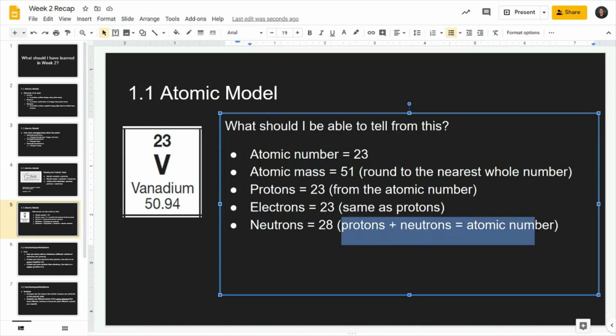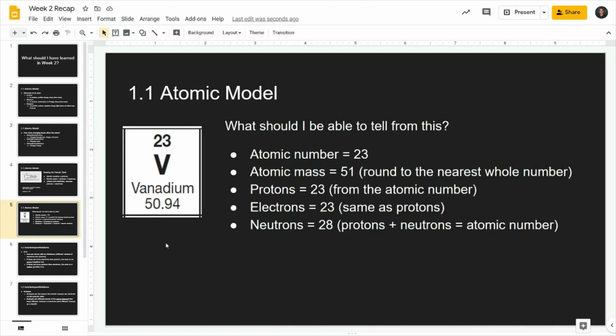This formula is probably vital to remember and write down somewhere. All right, that's pretty much it for atomic structure.